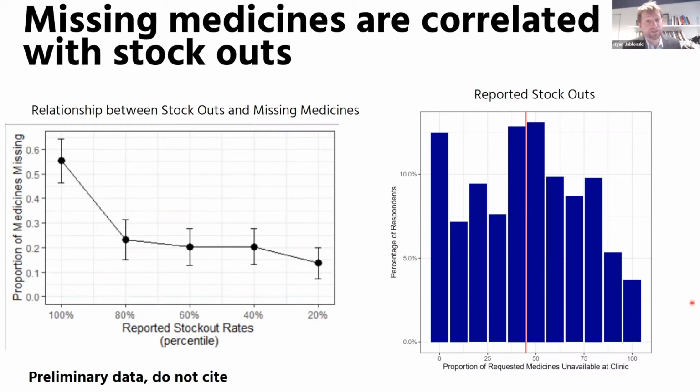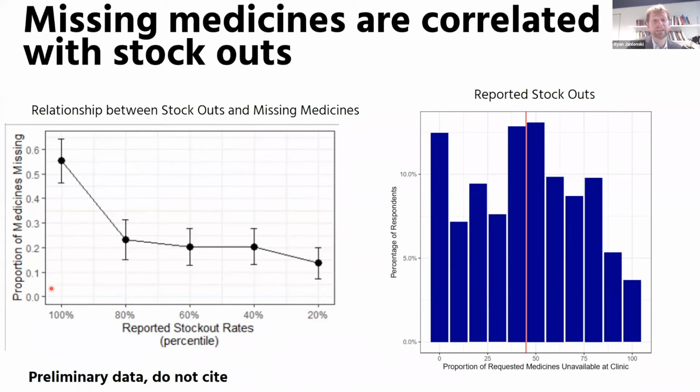But there's a lot of variation, right? Some clinics, it's 100%. What I'm showing you here on the left is those reported stockout rate percentiles and their relationship with the percentage of missing medicines. And what we're finding is that places seeing huge levels of stockouts are also places where we're seeing very large portions of medicines go missing.